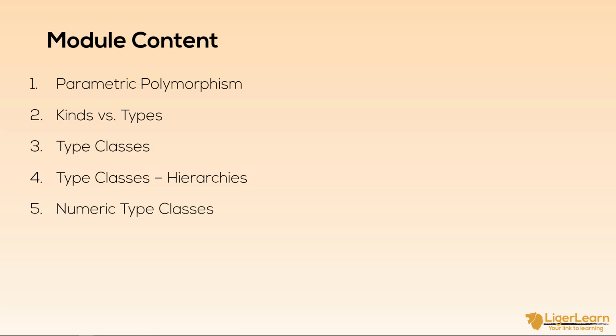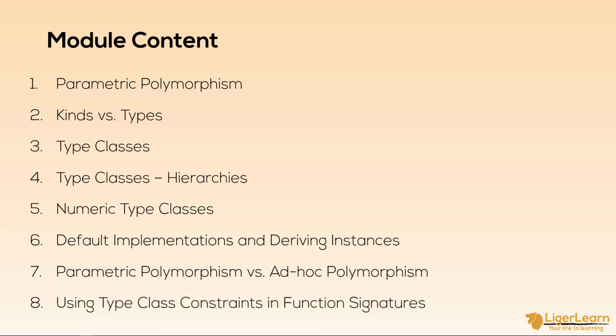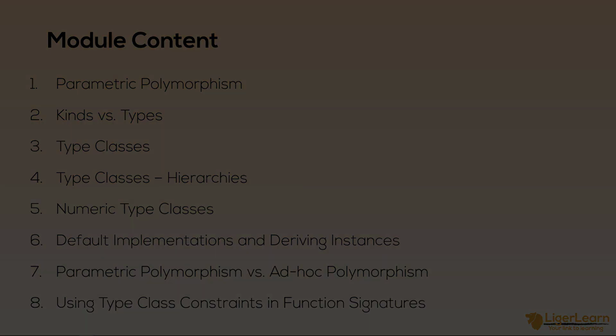hierarchy. Following this, we will look at how you can provide default implementations in your type classes and automatically derive instances for them. Finally, we will compare parametric polymorphism with ad-hoc polymorphism and do some exercises in using type class constraints in function signatures. We have lots of exciting things to cover in this module, so let's get started.